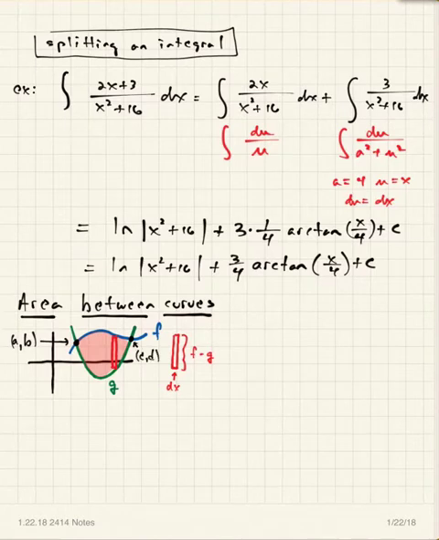But if those are the points of intersection, then the area of that region would be the integral from x equals a to x equals c. Those are the x values of those 2 points of intersection. And remember, this is always going to be the upper curve minus the lower curve. So this is going to be f of x minus g of x dx, like that.